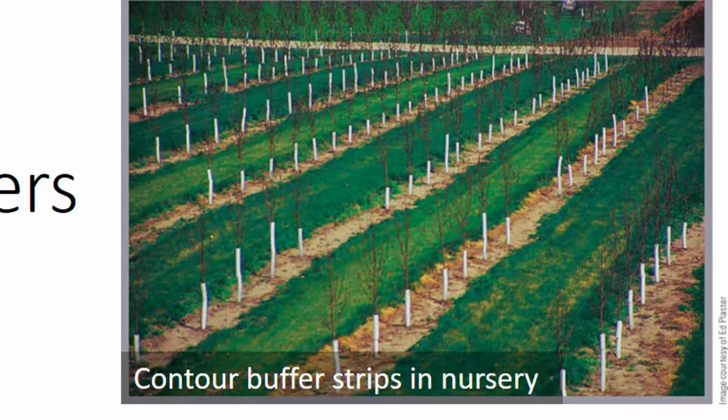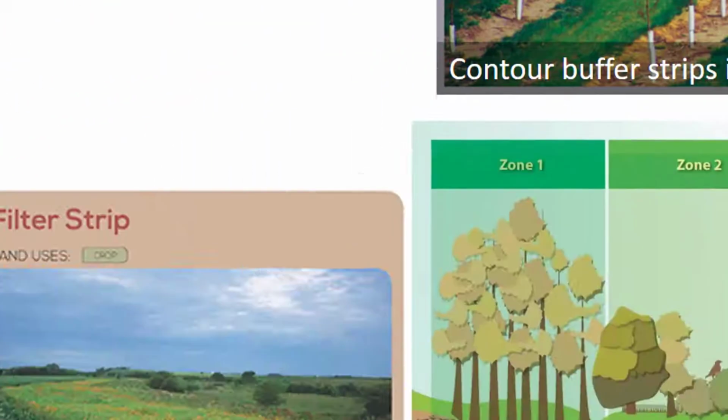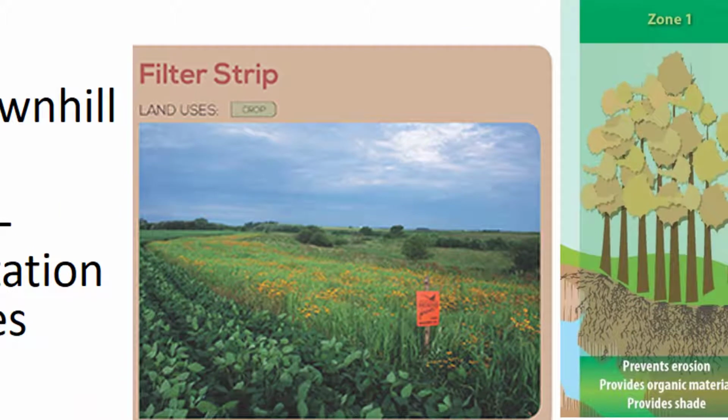Contour buffer strips are strips of permanent vegetation planted on the contour between strips of cultivated crops. Filter strips lie along the downhill edge of a field and work primarily to filter sediment out of runoff from a field before it can enter a receiving area such as a nearby stream.